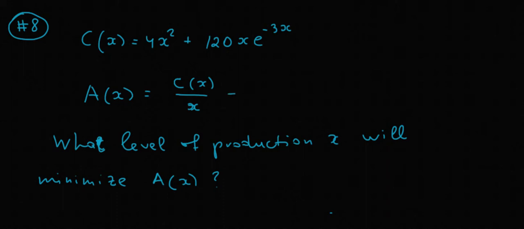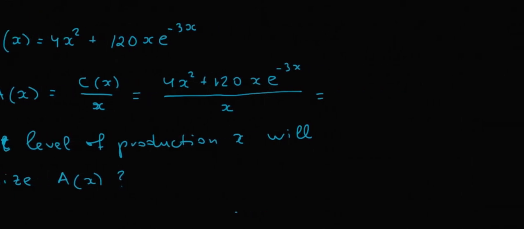Let's plug in the cost function that's given to us, 4x squared plus 120x e to the power negative 3x, and divide by x to calculate the average cost per unit. And also let's go ahead and simplify this.